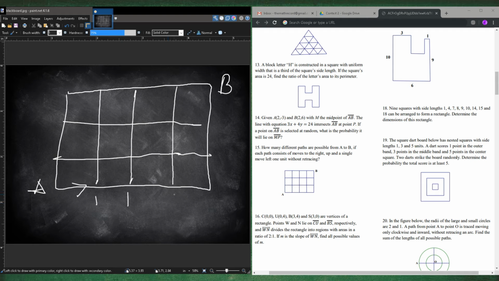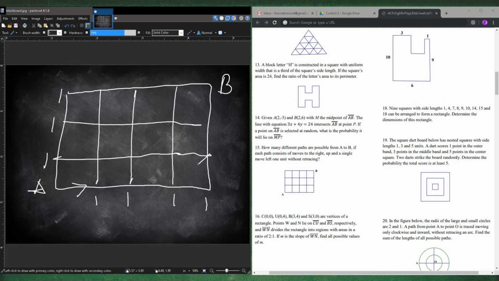So there's one way to go in each of these other points on the side right here. So one way, one way, one way, one way, because it's only A to here, or A here, here, here. It's a little harder version than the ones that are usually used without going a little left. So it's either right or up. Now it's right, up, and a single move to the left.